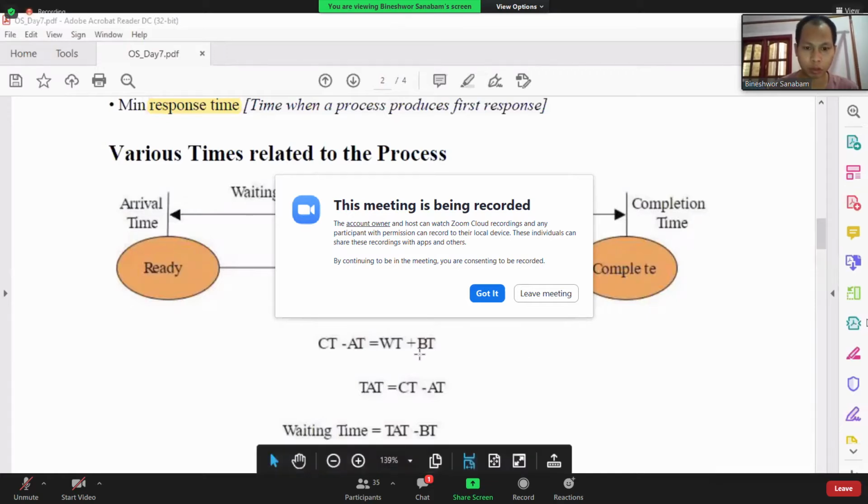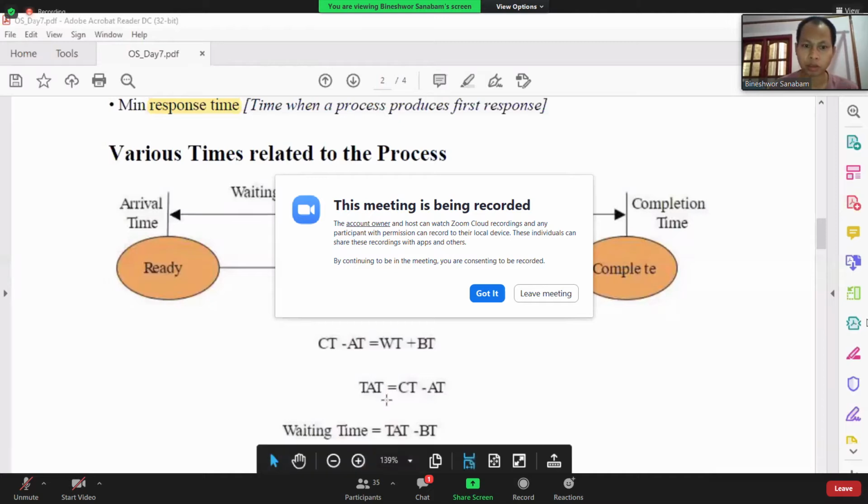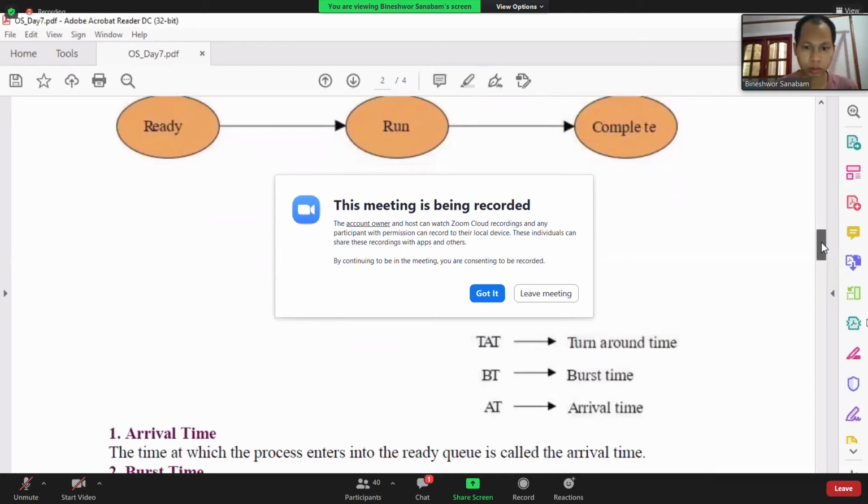Here are a few formulas. Completion time minus arrival time gives the value of waiting time plus burst time, and your total turnaround time is nothing but completion time minus arrival time. In problems you may have to find the waiting time and turnaround time, so you need to have an idea about what waiting time and turnaround time are.